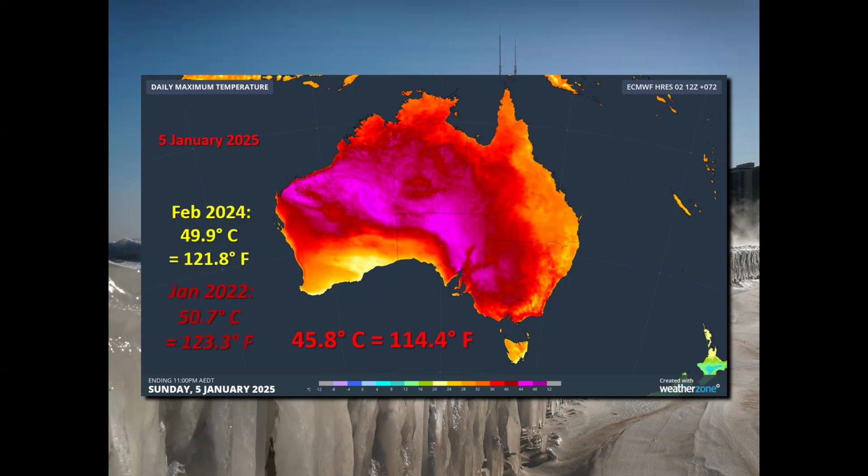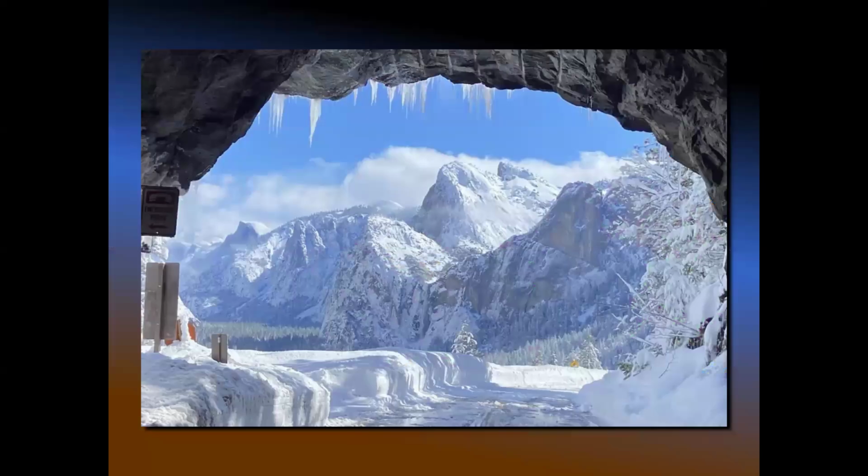In January 22, 123.3 degrees Fahrenheit. And again, this is all in January and February when we are enjoying, so to speak, our winter. Australia is baking in the sunlight.